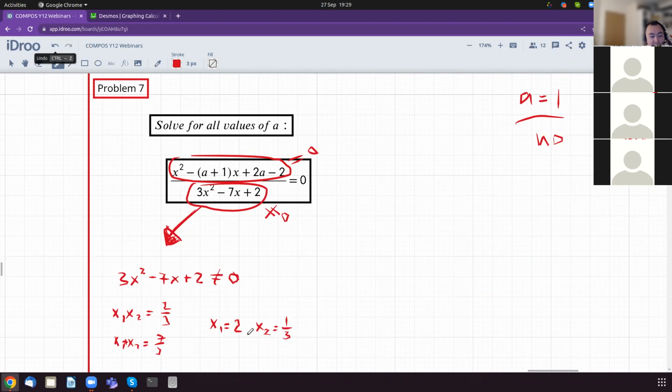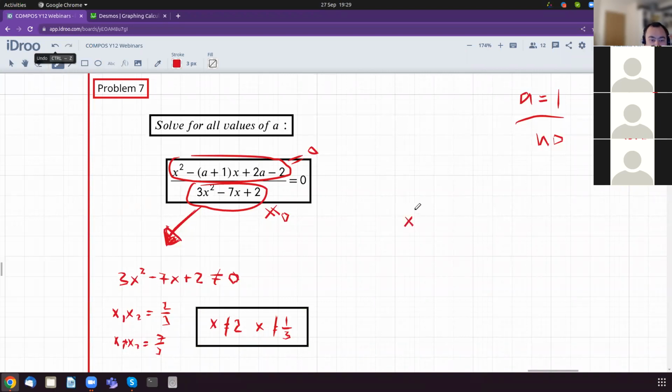2 and 1/3. Yes, because 2 plus 1/3 is 7/3, and 2 times 1/3 is 2/3. Okay, so this is how you use Vieta's formula to solve quadratic equations, even tricky ones. Of course, x is not equal to 2, and x is not equal to 1/3. And this is important. We will remember this.